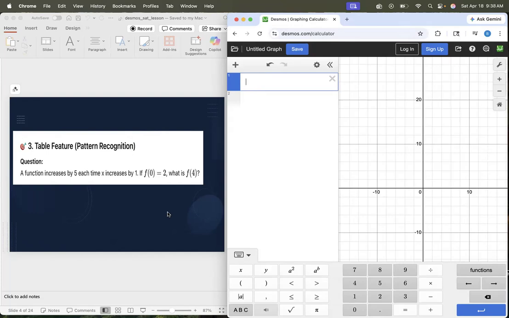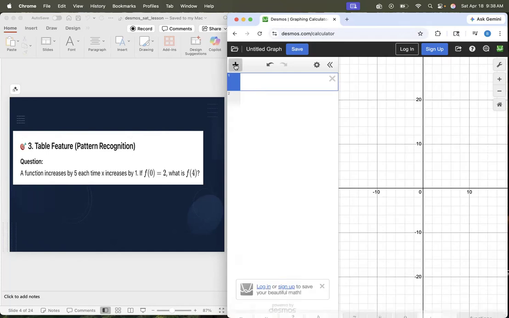Number 3: if they give you a question, it may be in table form, or they will give you a set of points. Every time you see a set of points or a table, this can be used to solve the question. A function increases by 5 each time x increases by 1. Pay attention. And f of 0 is equal to 2. What is f of 4? You have to graph the equation or come up with the equation before you can find f of 4.